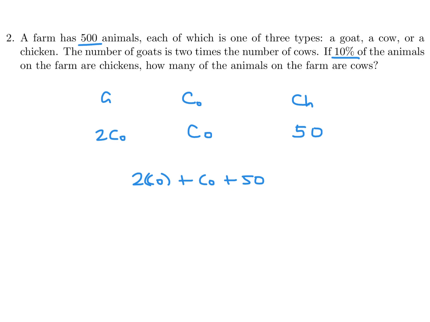The total is 500, right? So that means 450 is equal to 3 times the number of cows, and the number of cows therefore is 150. And that is what they were asking for.